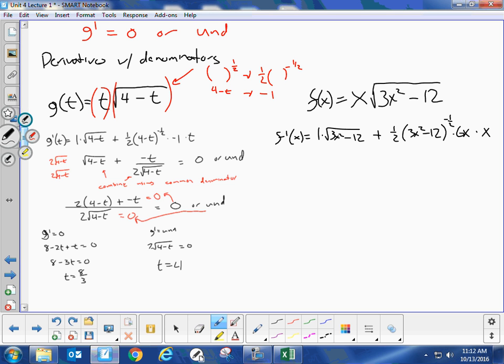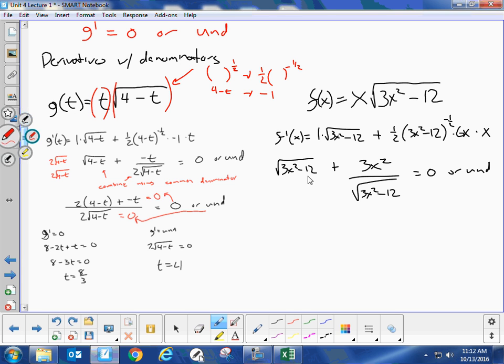Okay, remember you have to multiply by the derivative of the inside. The derivative of 3x squared minus 12 is 6x. Well, don't forget to multiply by the first one. So that gives me root 3x squared minus 12 plus 6 divided by 2 becomes 3. X times x is x squared over root 3x squared minus 12. We'll set this equal to 0 or c when it's undefined.